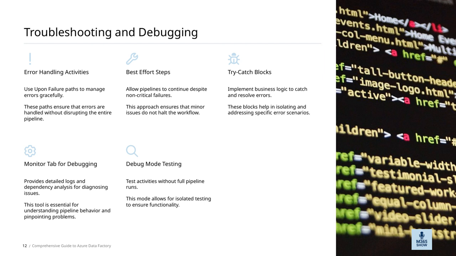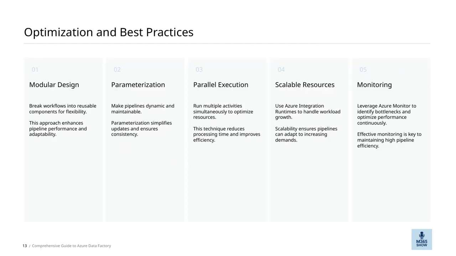Now, let's talk about how we can optimize our Azure Data Factory pipelines through best practices. First, leveraging Azure Monitor is essential. It helps us identify bottlenecks and allows us to continuously improve performance.